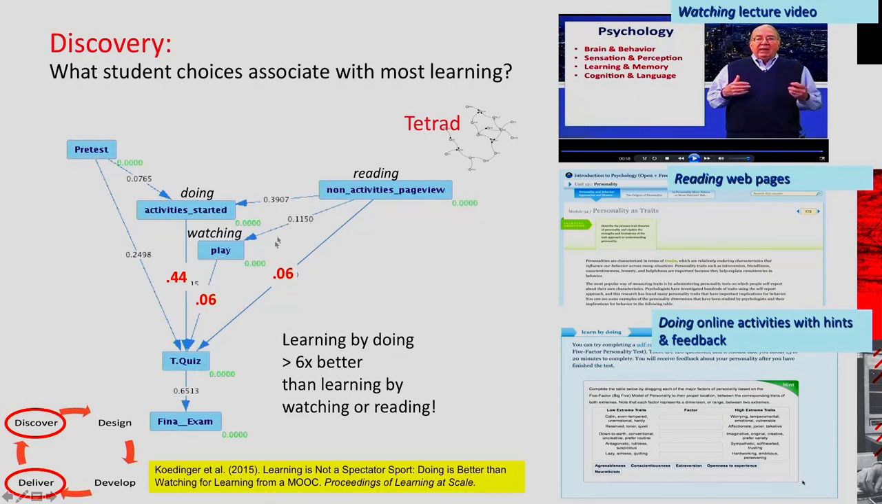So what you see here, I hope, is that the association between the doing and the outcome is much larger than the watching and the reading. Learning by doing appears to have a 6 times bigger association with the learning outcome than watching or reading. So that's the fundamental discovery we've made. Is that a causal link? You should consider alternative hypotheses and be happy to talk about some of our investigations into those.